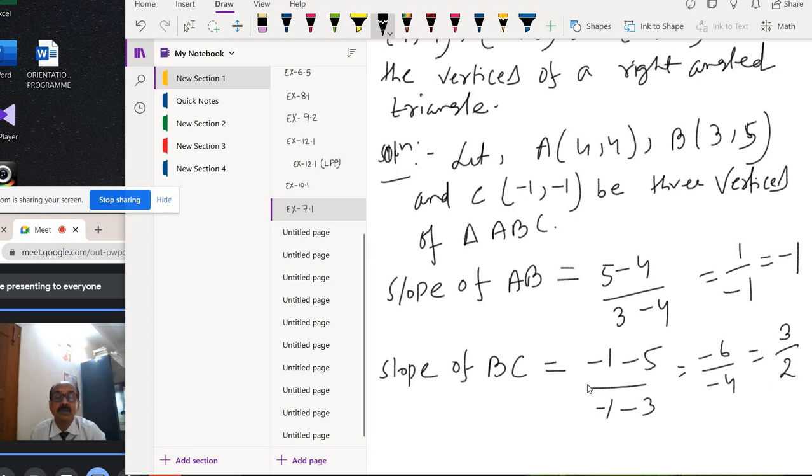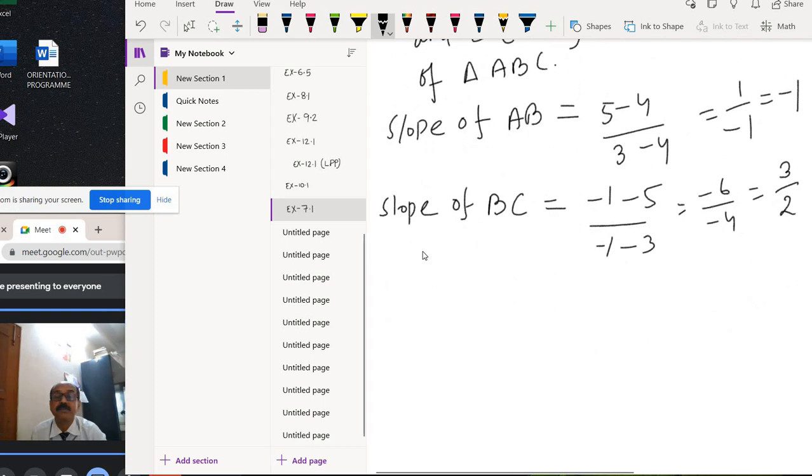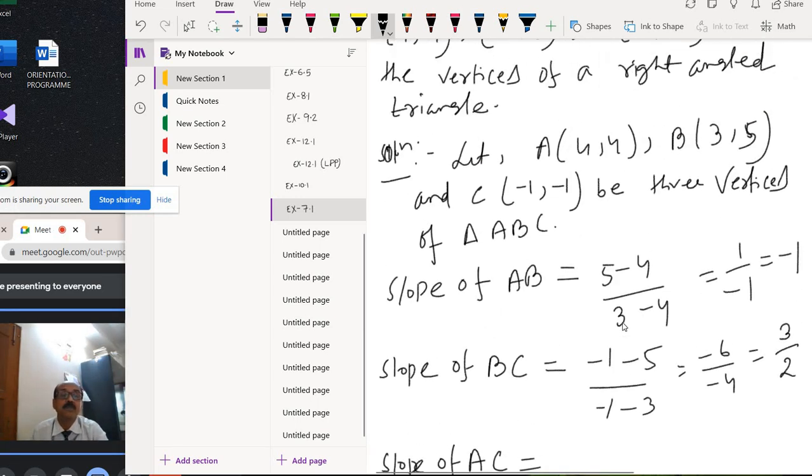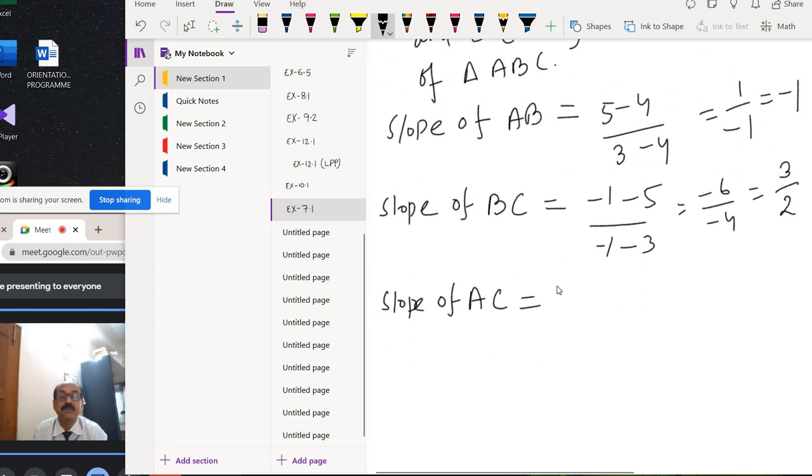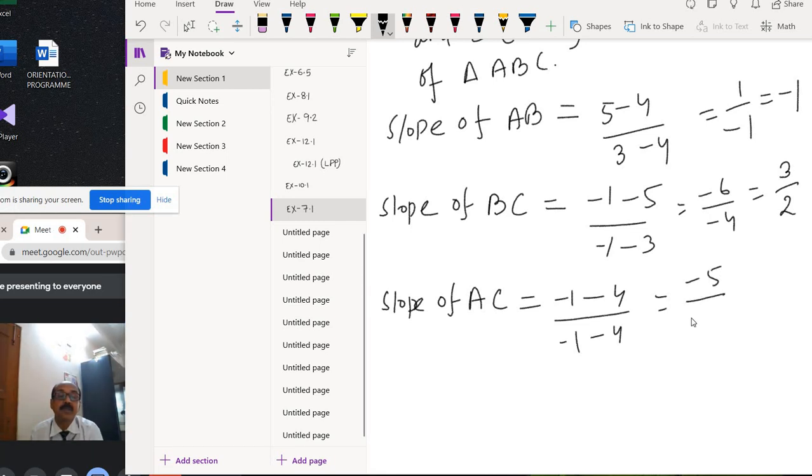Okay. Now slope of AC. It is (minus 1 minus 4) by (minus 1 minus 4), equal to minus 5 by minus 5, which is 1. Okay.